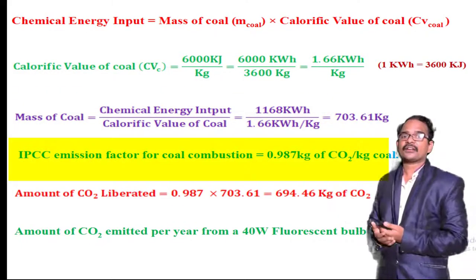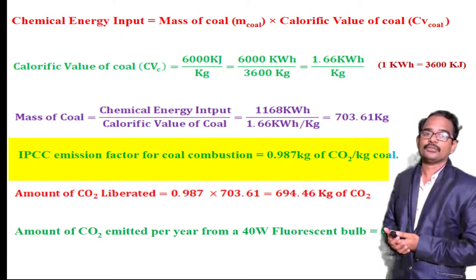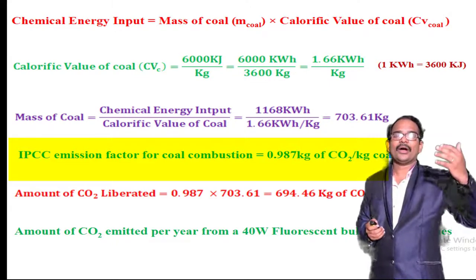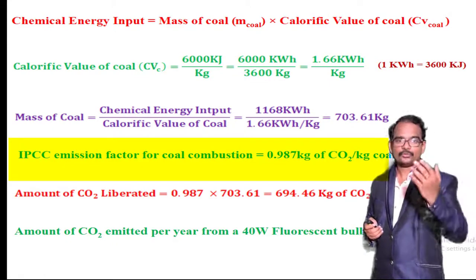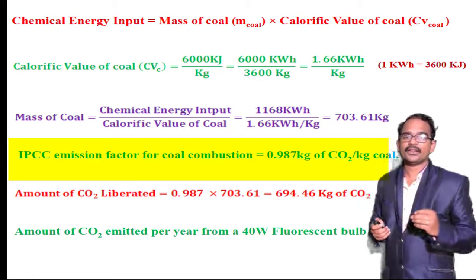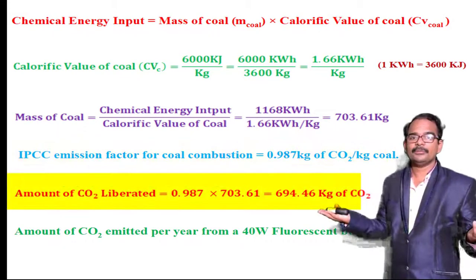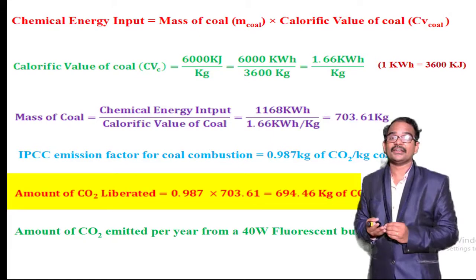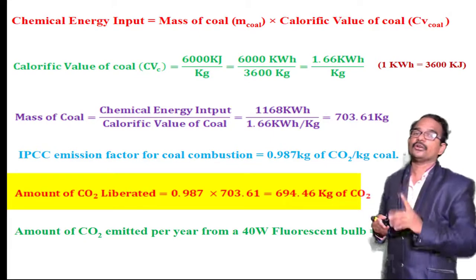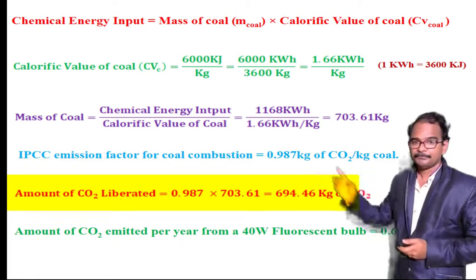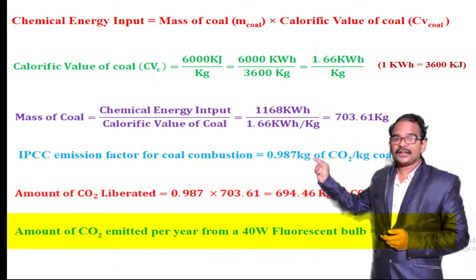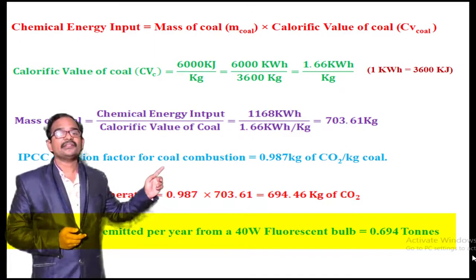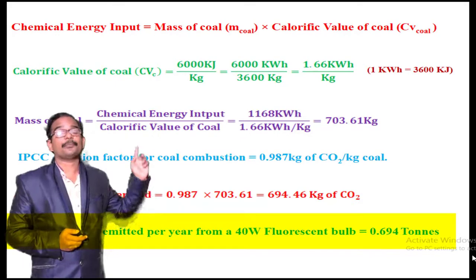The IPCC emission factor for coal combustion is 0.987 kgs of CO2 per kg of coal. If I combust 1 kg of coal, I will get 0.987 kg of CO2 from it. So for 703.61 kgs of coal, how much CO2 will be liberated into the atmosphere? 0.987 into 703.61, which is 694.46 kgs of CO2. It's a very important second aspect. The amount of CO2 emitted per year from a 40 watt fluorescent tube light is 694 kgs, or approximately 0.7 tons.